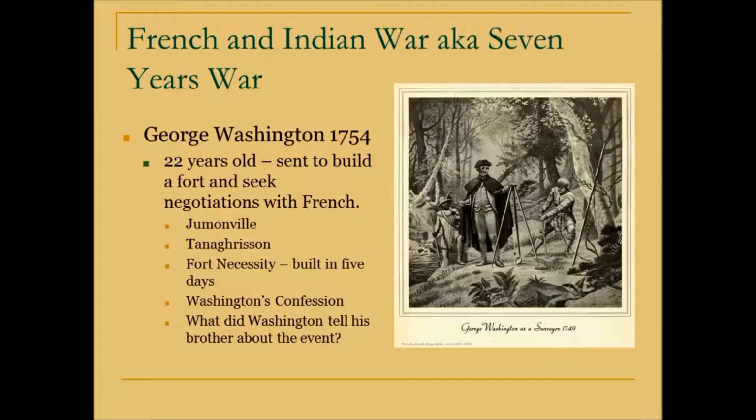So he's sent out. He's woken up in the middle of the night by this Indian that was kind of helping him along his way. You might hear him as the Half King, but his real name was Tanagreeson. So either one, the Half King or Tanagreeson, same guy. He's one of the leaders of a local Indian tribe there to help George. And he comes to George's tent one night in the middle of the night and says, there are some French in the area. We should go meet with them.